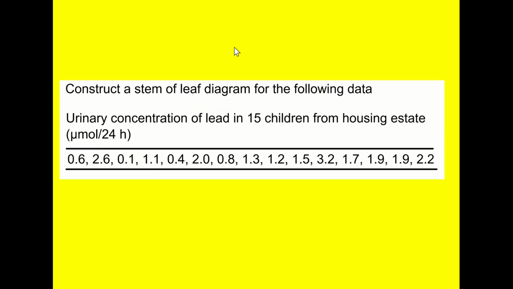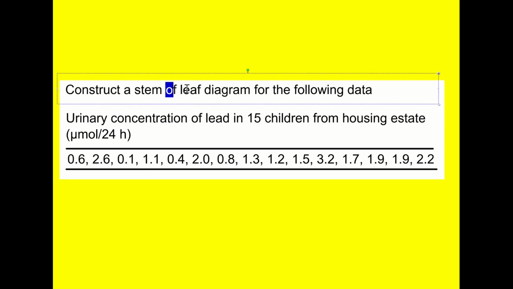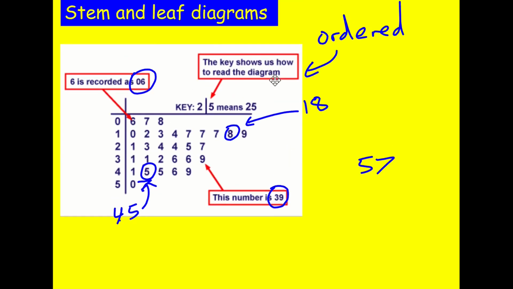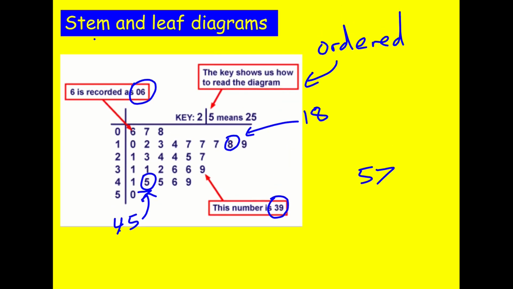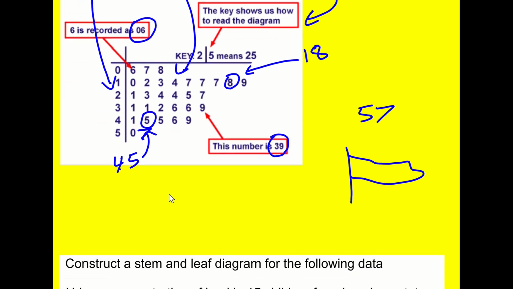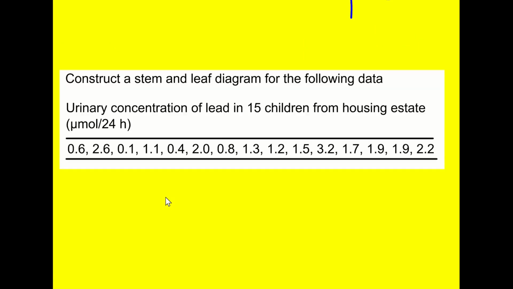Construct a stem and leaf diagram. Actually, before we do that, I didn't really say this, did I? Why is it called a stem and leaf? Because this is the stem. It's kind of like the main bit that decides the tens units. In this case, it's the tens units. And then the leaf is this. It looks a little bit like a stem and a leaf, okay? All right, back to this one.